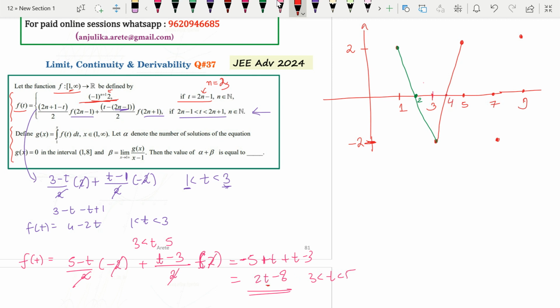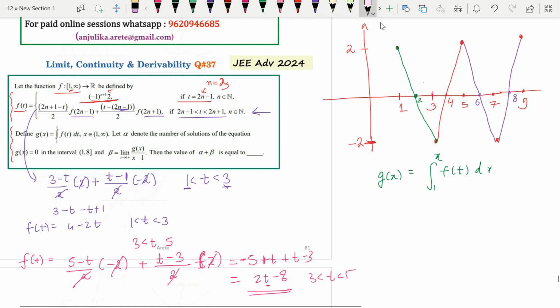Now by symmetry you can see that this is the kind of arrangement you are having. This is the kind of function you're having, like this. This is 6, this is 8, like that. Now rest of the question, g of x. They're defining g of x as integral 1 to x f(t) dt. What does that mean? What does this integral tell you? The area, correct? The area from 1 to some point. So from here you are starting to get the area.